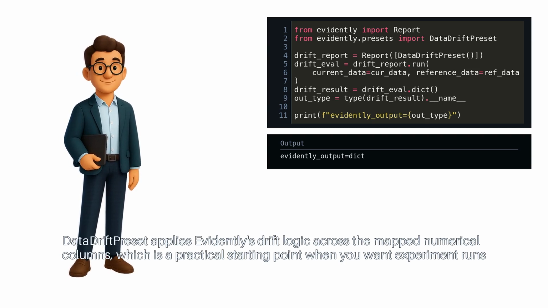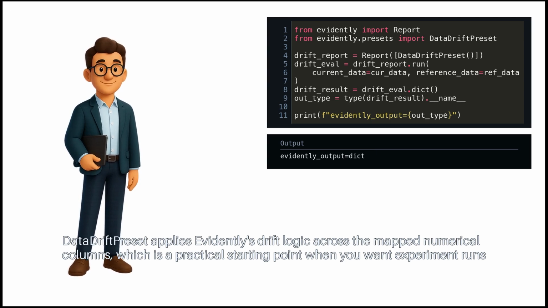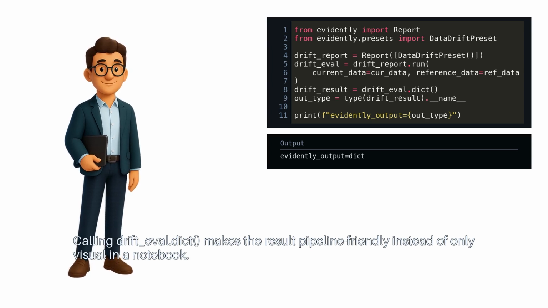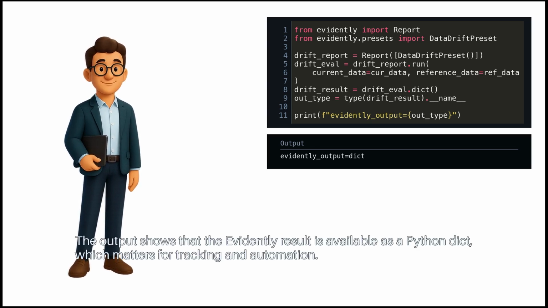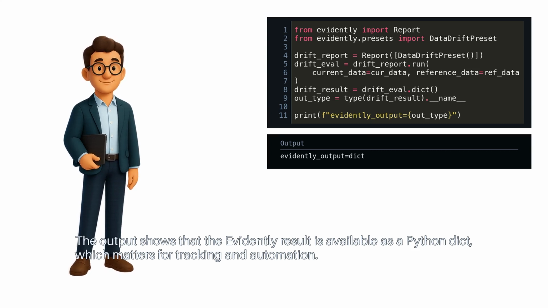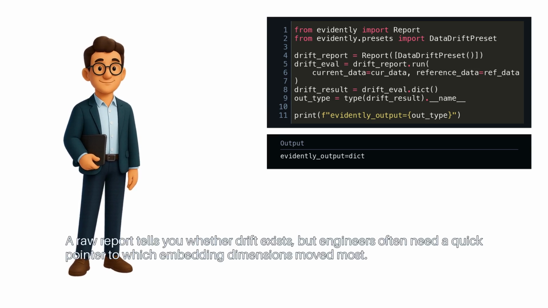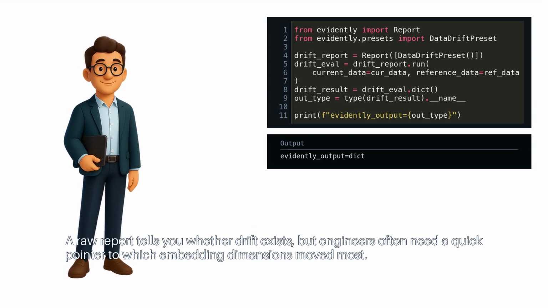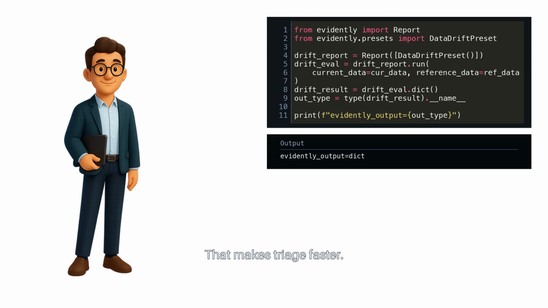DataDriftPreset applies Evidently's drift logic across the mapped numerical columns, which is a practical starting point when you want experiment runs to be comparable. Calling drift_eval.dict makes the result pipeline friendly instead of only visual in a notebook. The output shows that the Evidently result is available as a Python dict, which matters for tracking and automation. A raw report tells you whether drift exists, but engineers often need a quick pointer to which embedding dimensions moved most. That makes triage faster.